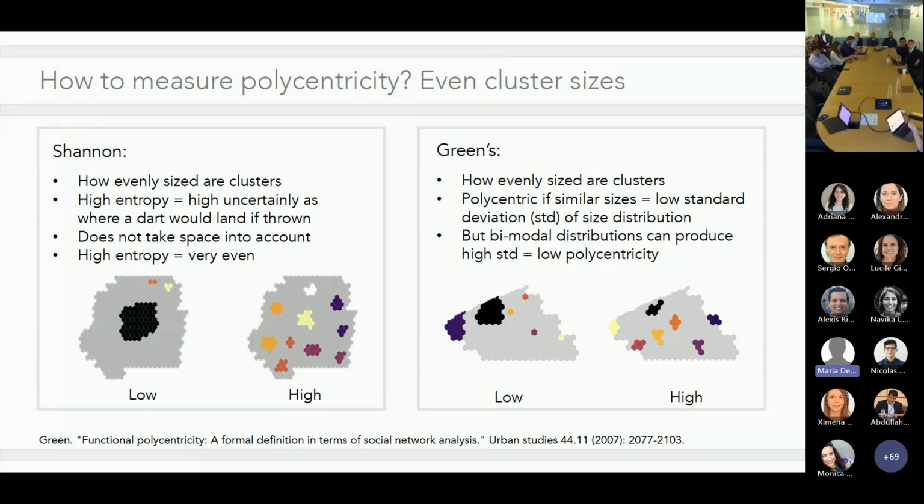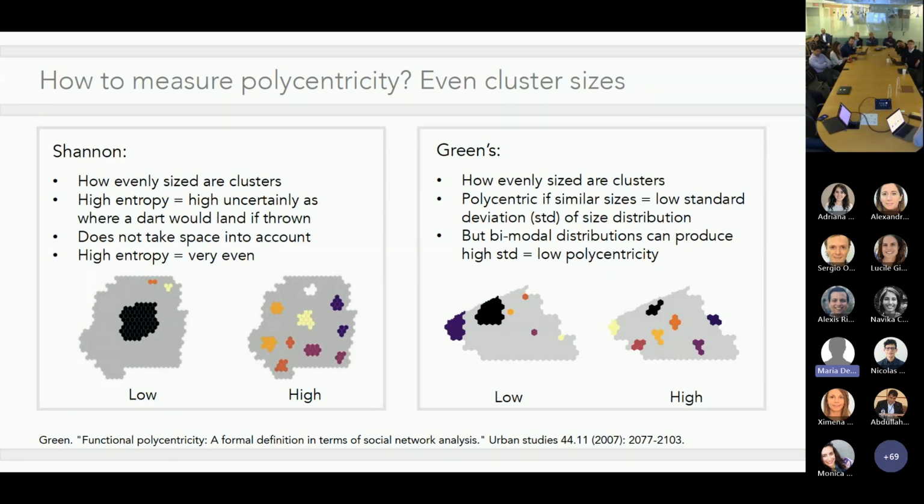Right, so there are different ways of thinking about polycentricity, and actually it's a little bit hard to keep track of some of these measures. I'm going to show you 4 measures. The first 2, the only thing I want you to remember is that they are really about the evenness of the clusters. So a city is very polycentric if the clusters are roughly even sizes, right?